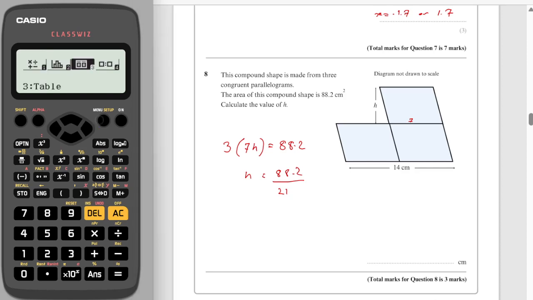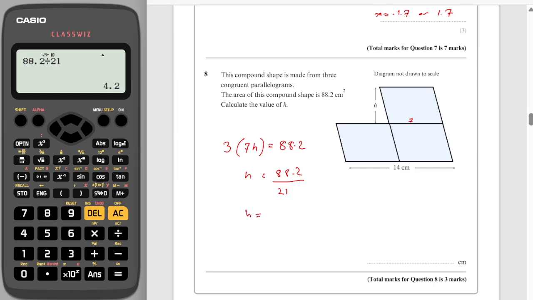So back into the calculator, 88.2 divided by 21 gives me the value of 4.2. So the height of each parallelogram is 4.2.